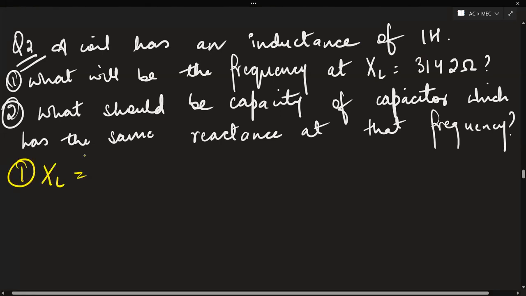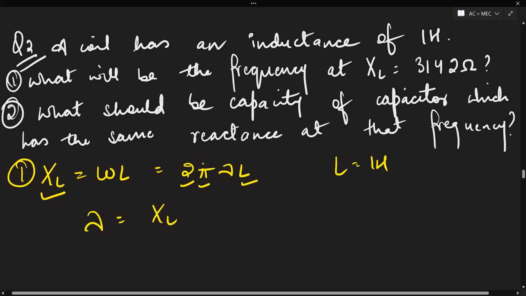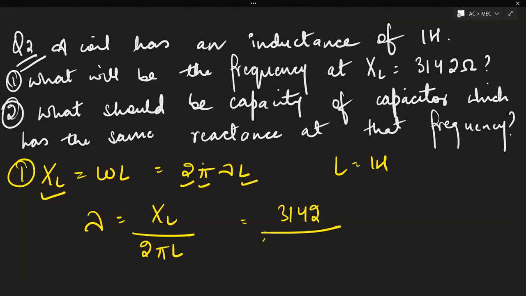For the first part, XL is equal to omega L, which is equal to 2 pi nu L. This you know, this you know, this you know. Only frequency is unknown. L is given as 1 Henry. From here, frequency can be written as XL divided by 2 pi L. XL is given as 3142 ohms. 2 into 3.14 into L, which is 1. So this will be almost 1000 by 2, that is 500.